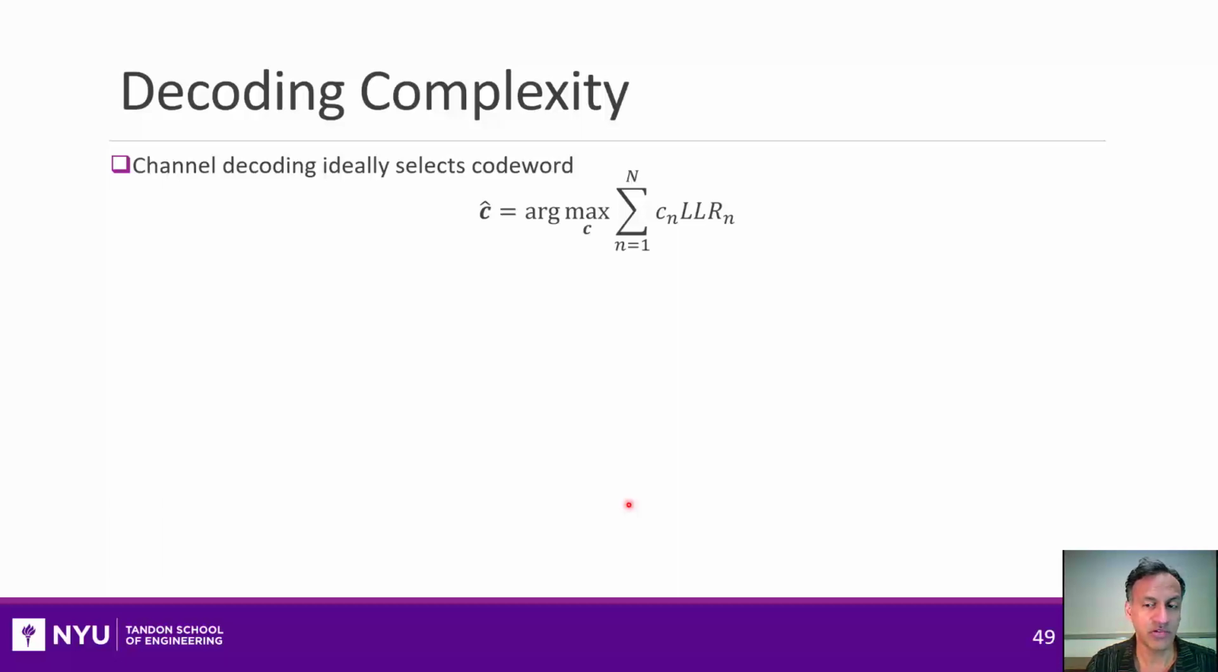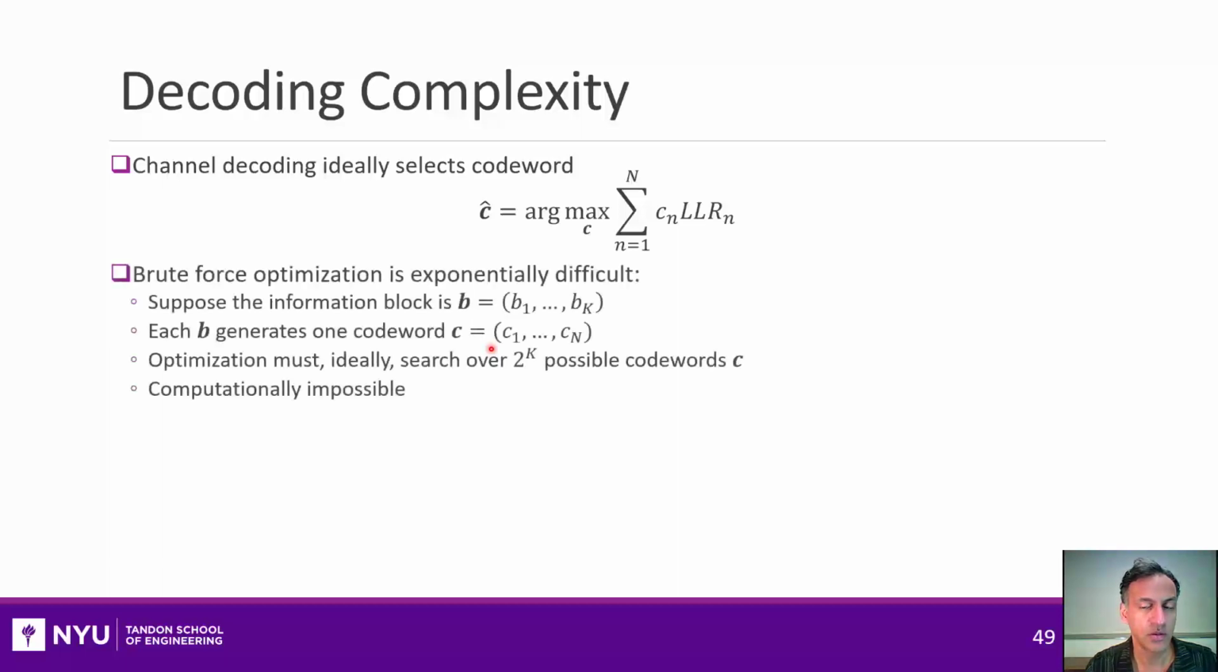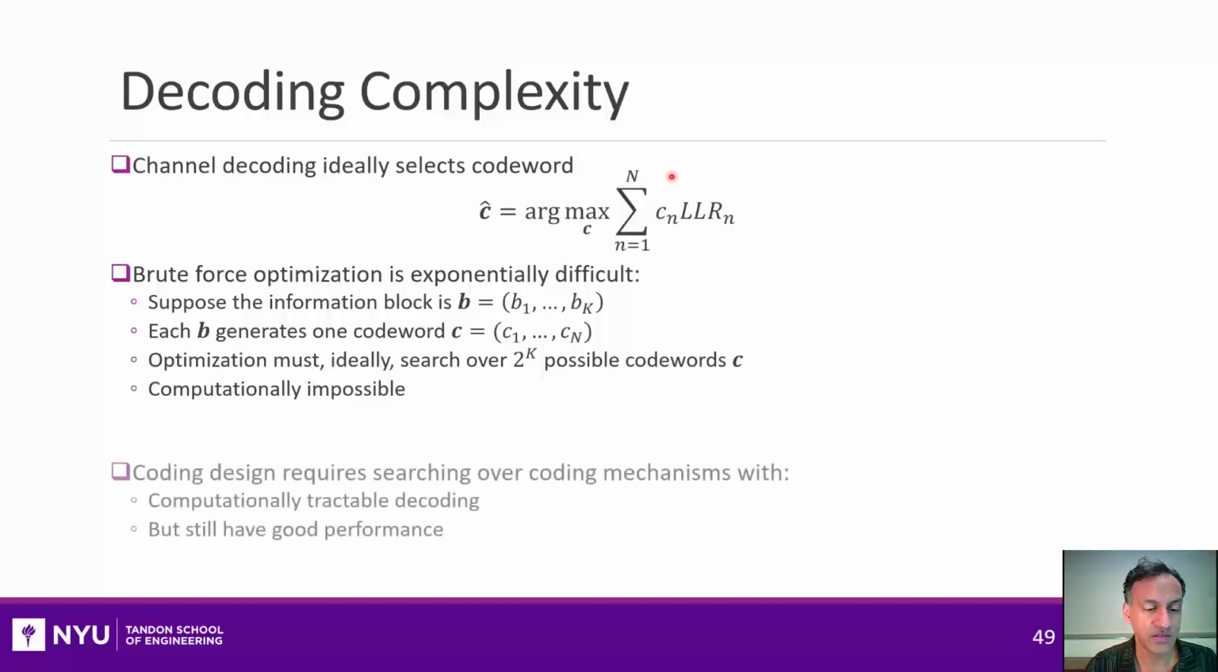So that sounds actually pretty easy. I just go through every code word and I evaluate this sum because I've already computed my LLRs, and whenever it's maximum, I am done. I picked the maximum likelihood code word. Problem is that this is actually exponentially difficult, and the reason is easy to understand. Remember, you have k bits, so there are actually 2 to the k possible information words, and for each one of these you would have a code word here, so you actually have to search over an exponential number of code words if you did a brute force optimization. So actually computing this for an arbitrary code exactly is impossible.